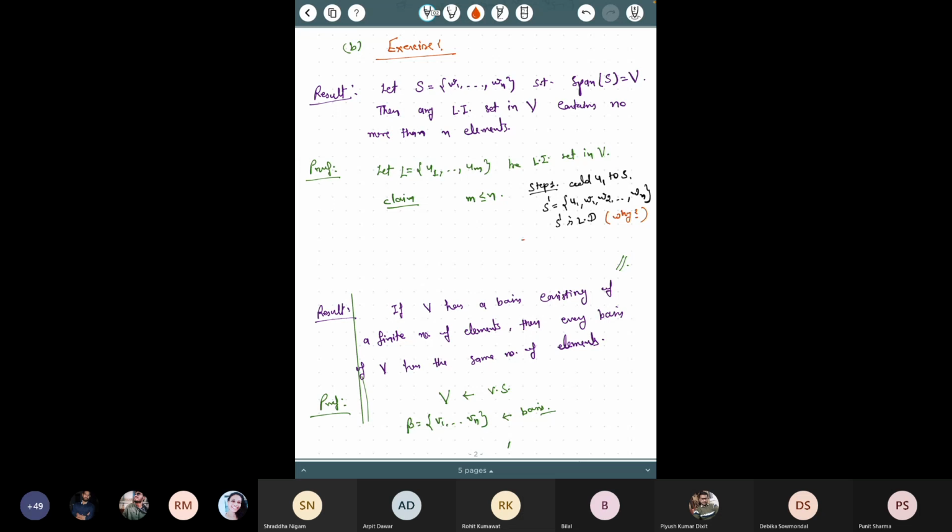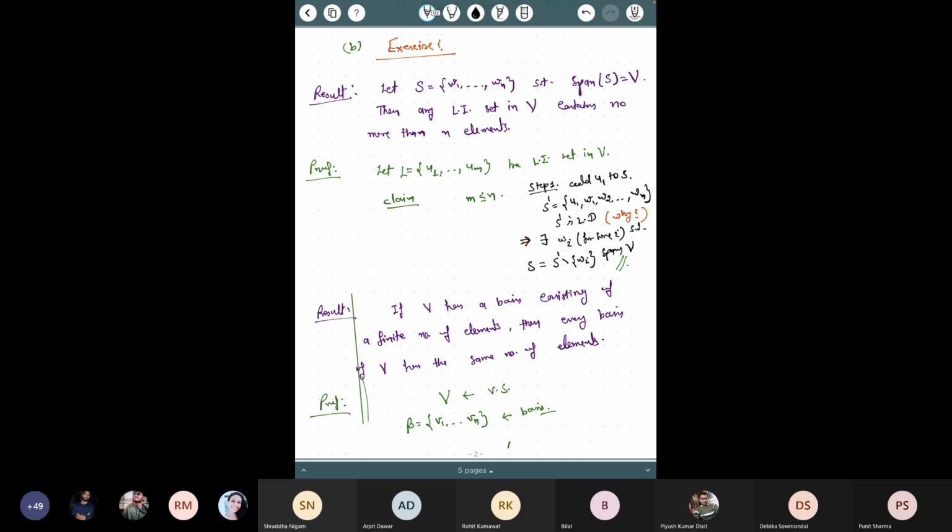Now this implies that this u1 is non-zero, because this L is linearly independent, so all these ui's are non-zero. So using the linear dependence lemma, you can say that there exists a wi for some i such that this set S dash, after removing this element wi, also spans V. And let us call this new set again S. Rename this S. Now this is my S.